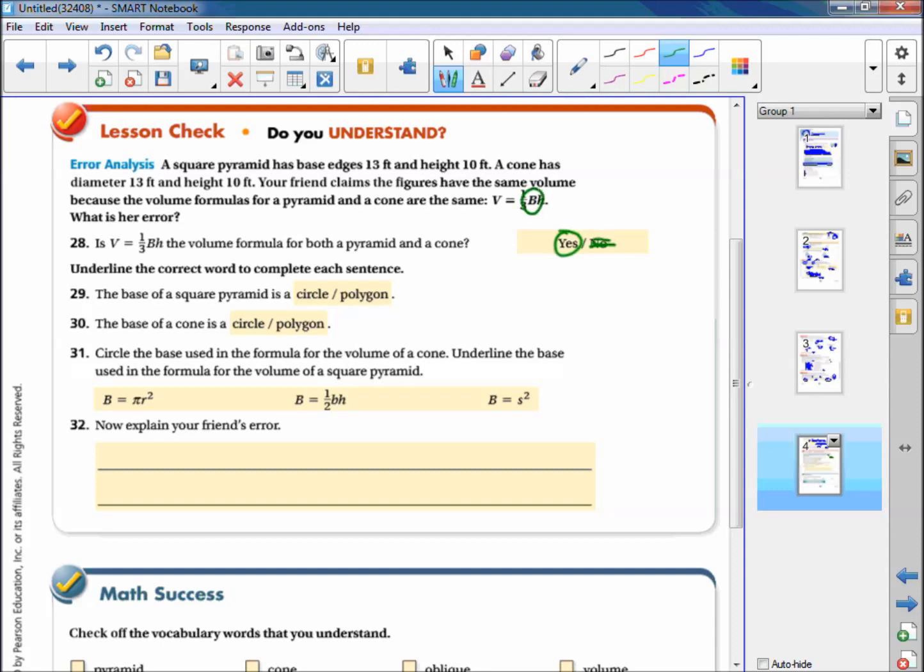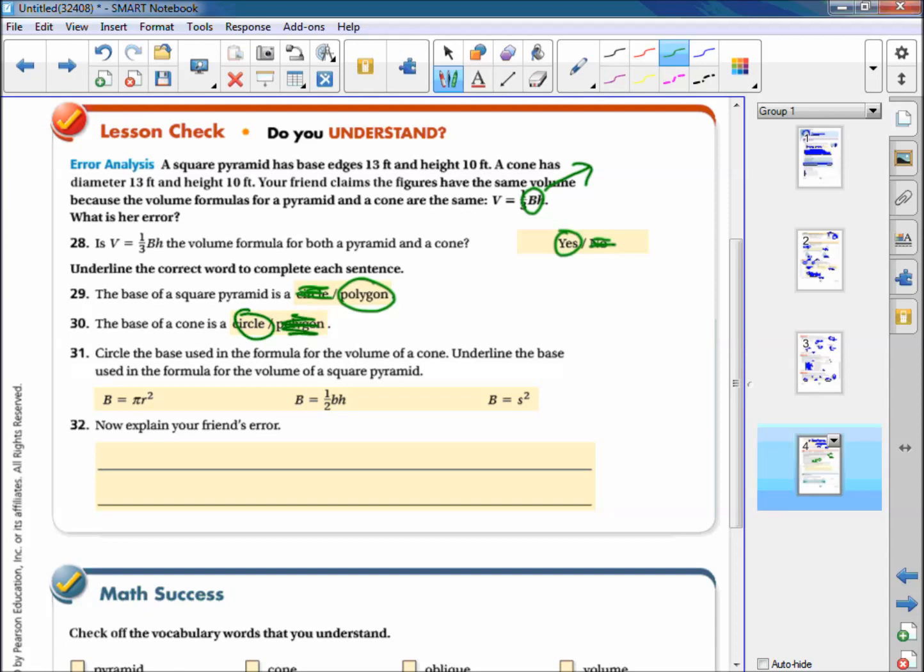However, this B takes the place of an area formula, so we're going to plug in different formulas for our area. Underline the correct word to complete each sentence. The base of a square pyramid is a polygon. It's actually a square, right? That kind of polygon. And the base of a cone is a circle. This is why they're going to have different answers.